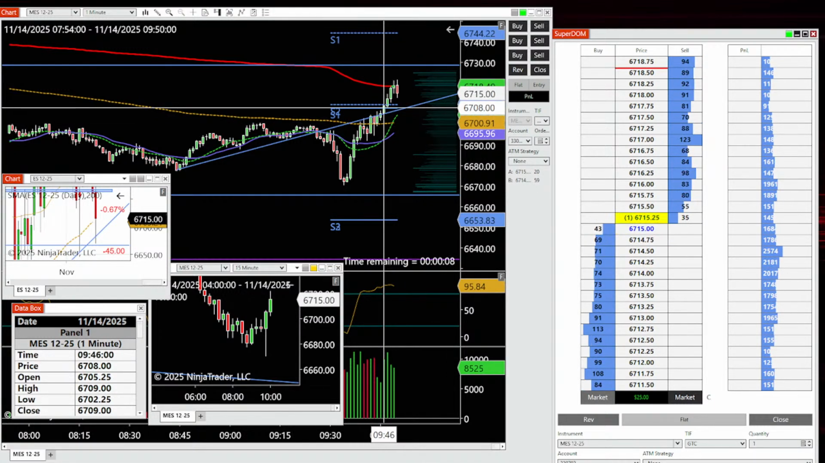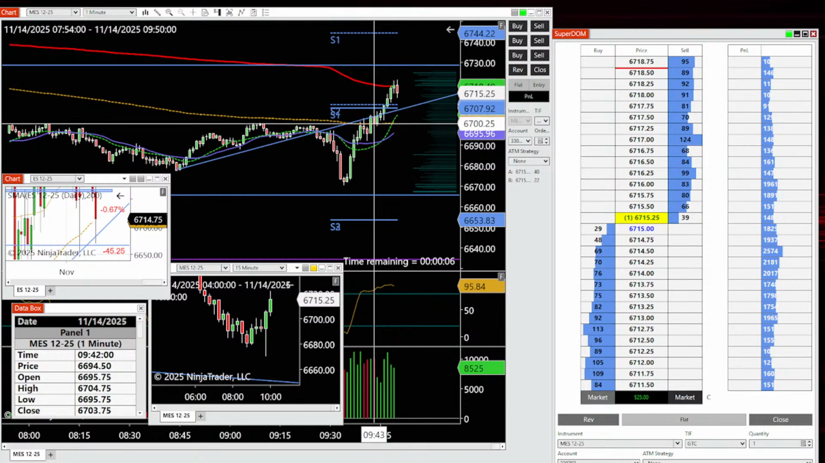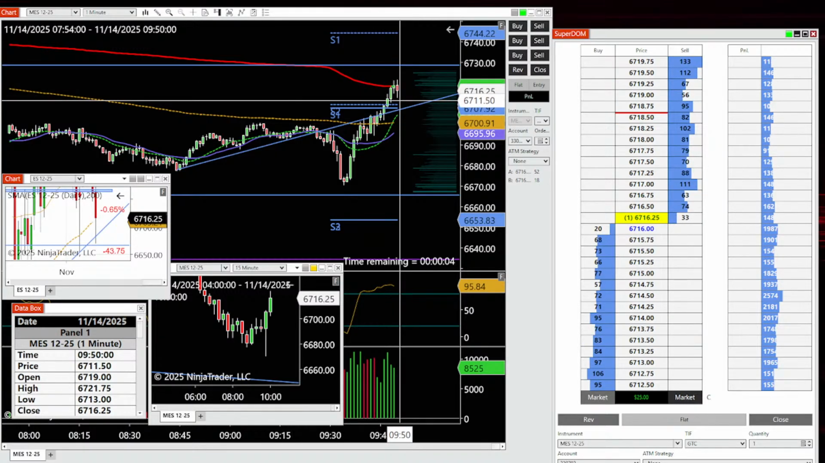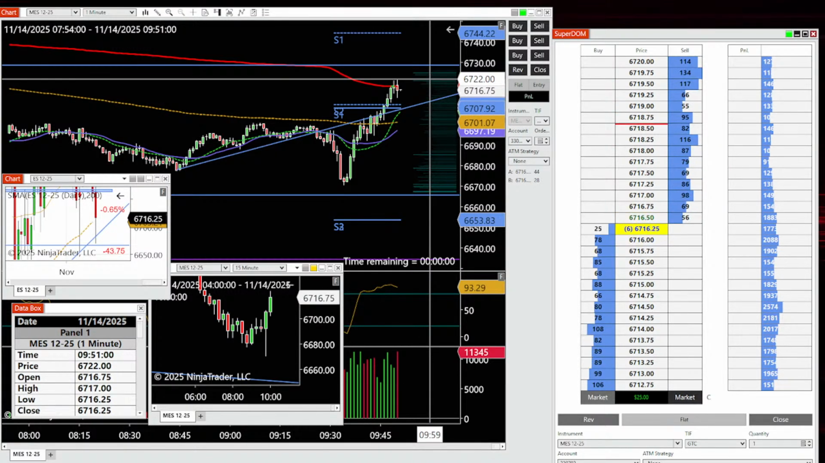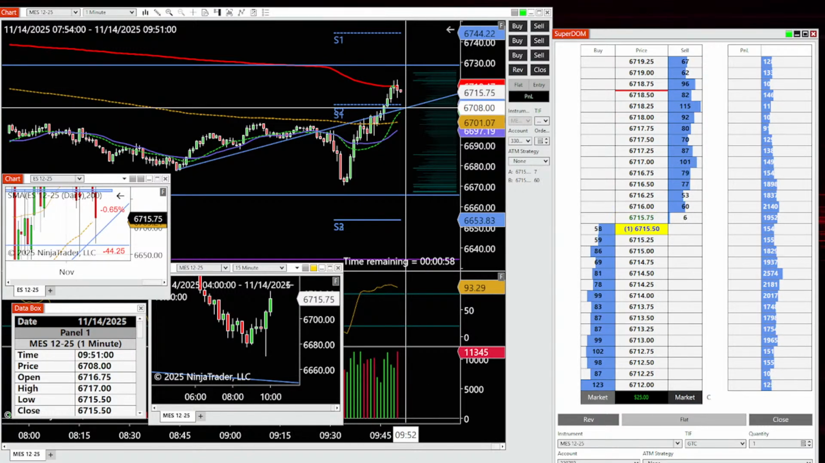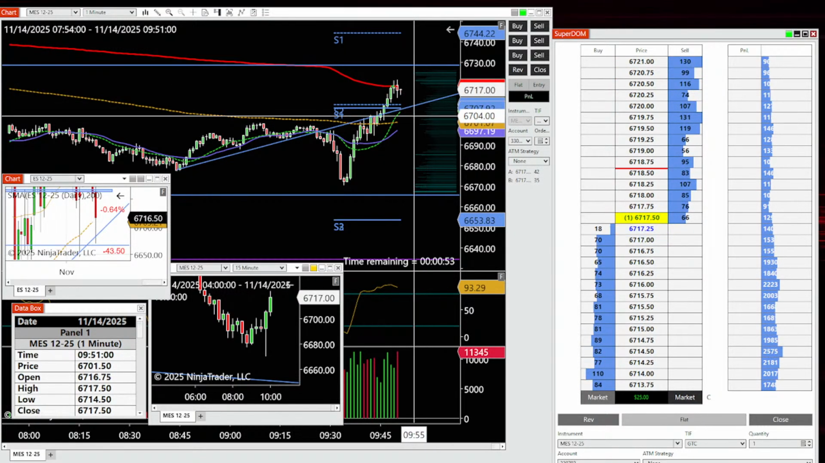Now, if this is going to continue up, I want to see some pullback, consolidation and a run up. And if it's going to come down, I want to see it consolidate and then break lower.